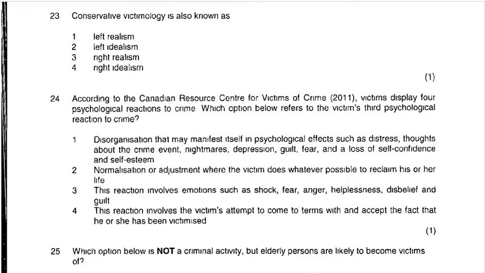23. Conservative victimology is also known as. The answer is 3, right realism. This is found on page 7 of our study guide.